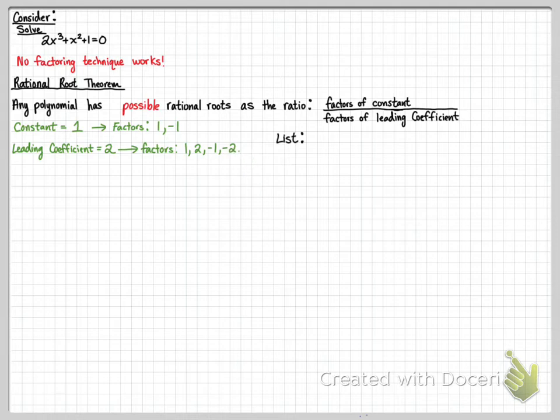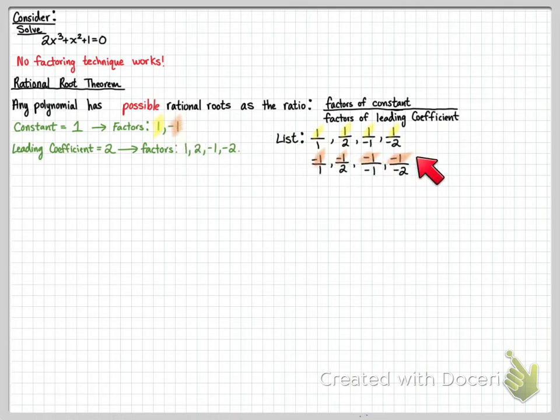Okay, so let's make a list here. Well, remember we put the factors of the constant on top. So I'm going to put a 1, 1, 1, 1. And the reason I put 4 1s is because I have 4 leading coefficients that I'm going to put on the bottom. So I'm going to put a 1, a 2, a negative 1, and a negative 2 here. Okay. And then here we go with the next one. I'm going to look at my constant of negative 1.